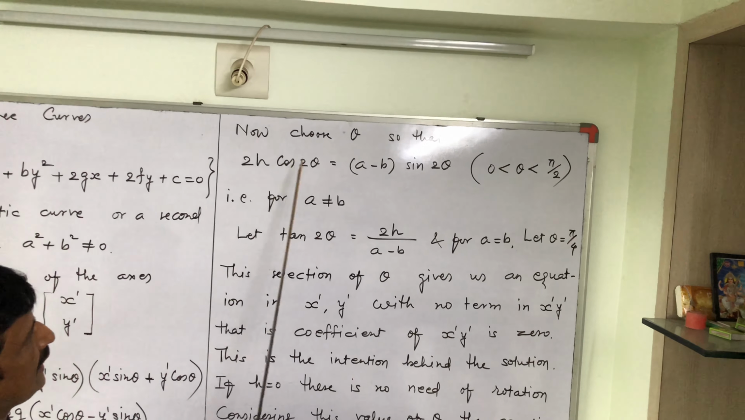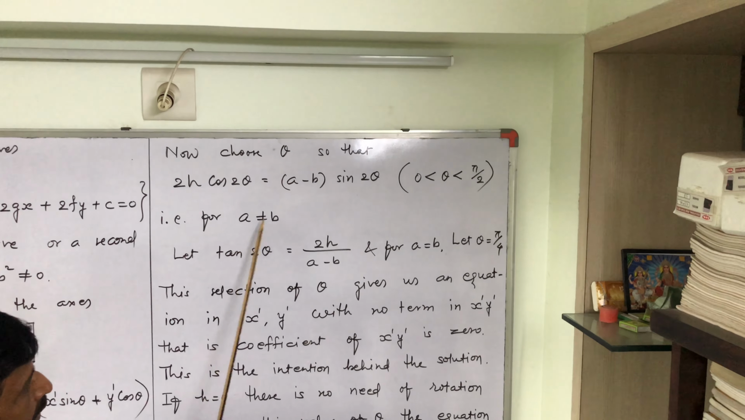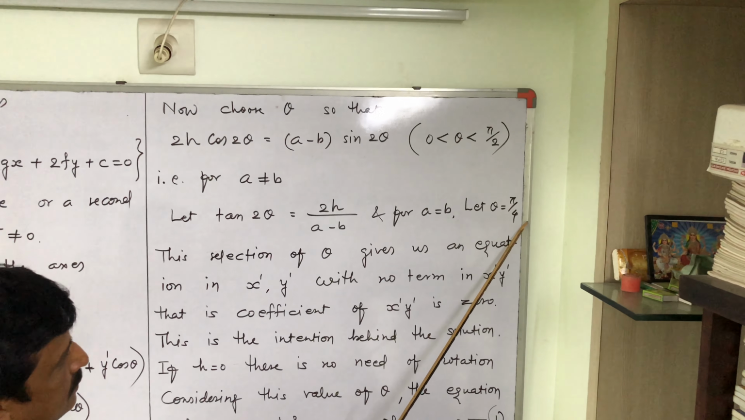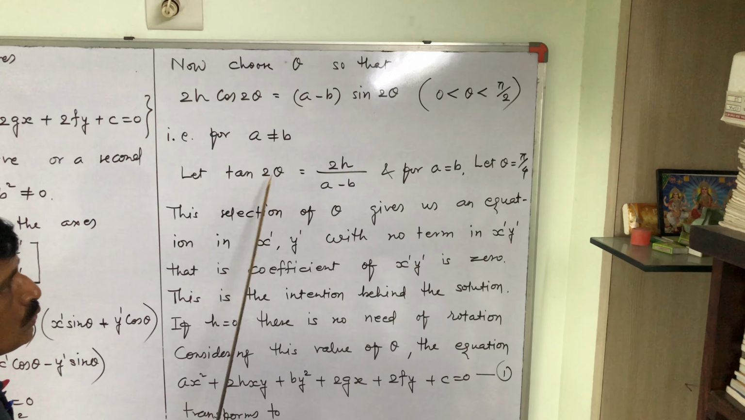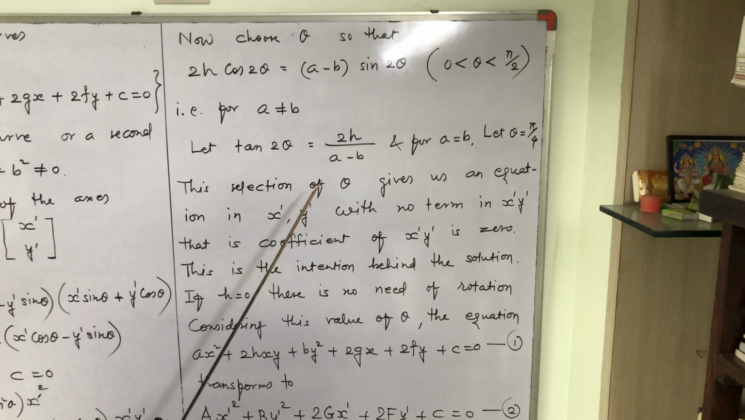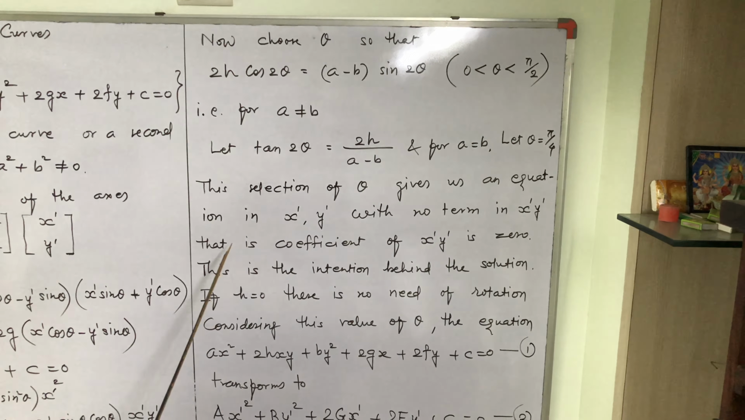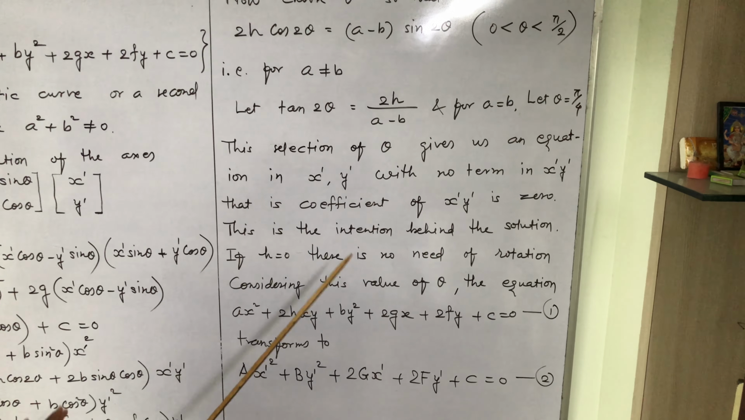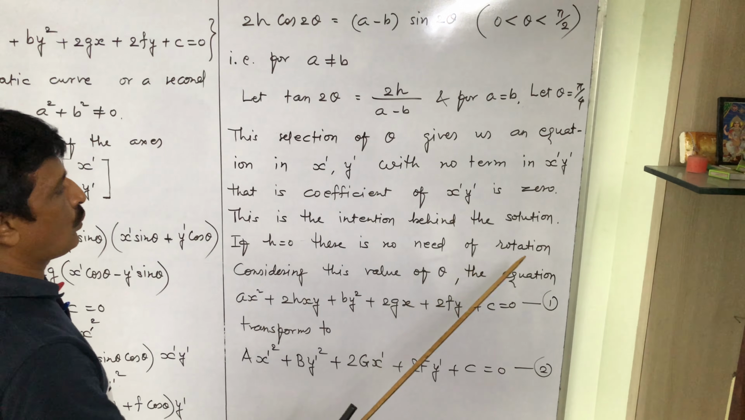So tan 2theta = 2h/(a - b) for a not equal to b, and for a equal to b, theta = pi/4, because when a equals b this becomes infinite, so 2theta is pi/2, that is theta is pi/4. This selection of theta gives us an equation in x', y' with no x'y' term, that is, the coefficient of x'y' is 0, and this is the intention behind the solution. And if h equals 0, there is no need of rotation.